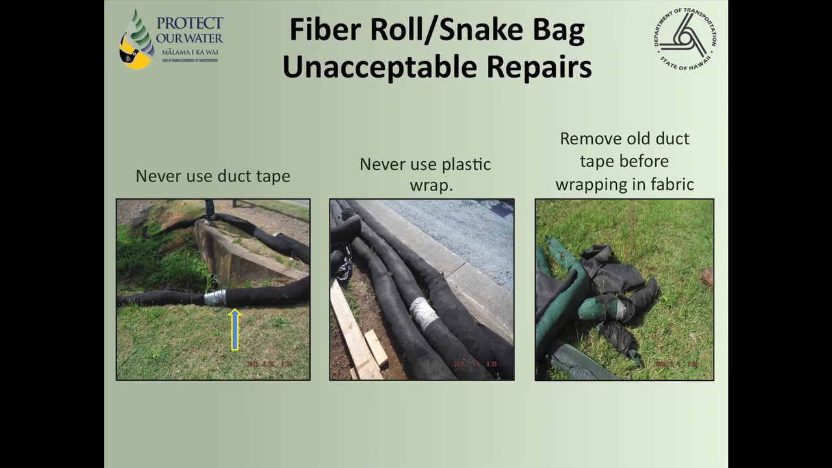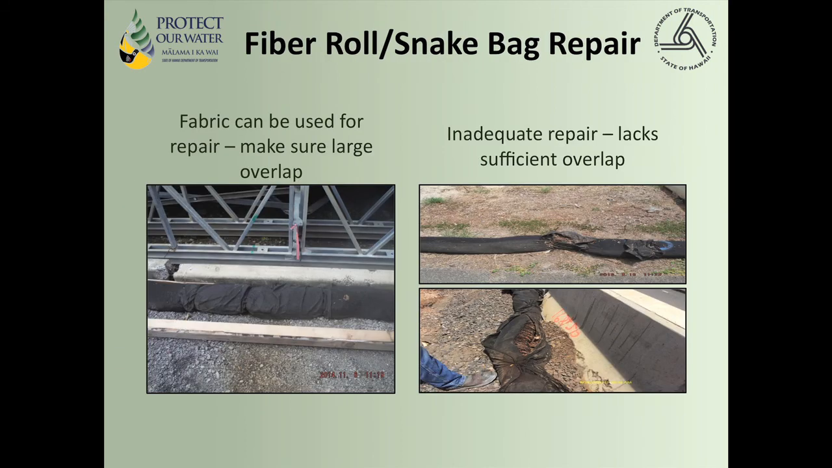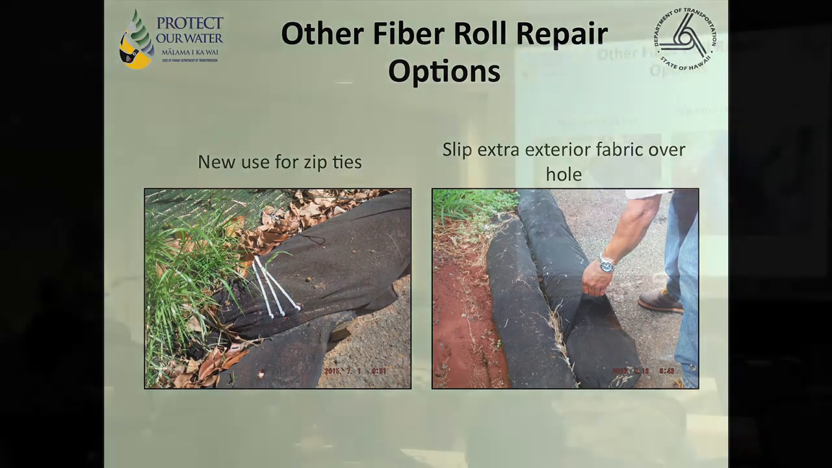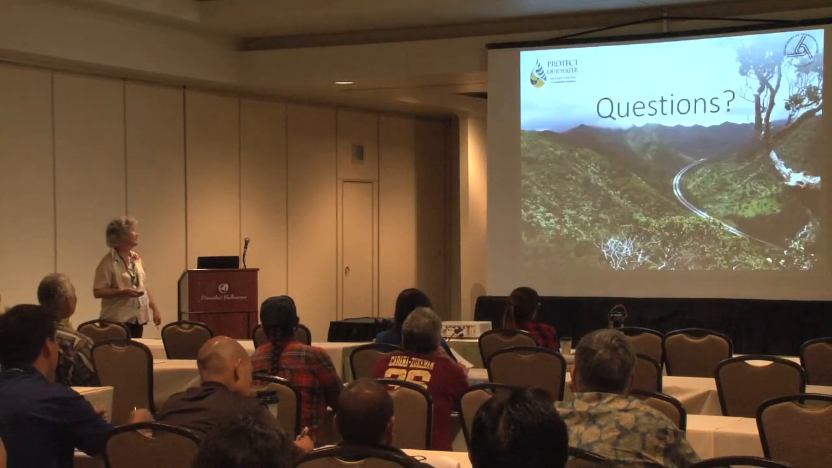Repair of devices: no duct tape. It constricts the roll and creates a hole underneath. No plastic wrapping it. If you try to repair it, take the duct tape off. I will do a touchy-feely if I think there is duct tape under the fabric repair. So far, no one has told us we can't wrap it in fabric. But if you do, you ought to have at least a 6-inch overlap when you wrap it. Otherwise, they spring open and you have a pollutant with the mulch inside. Other methods: zip tie if you can get it completely closed, or slip some more fabric over the area.